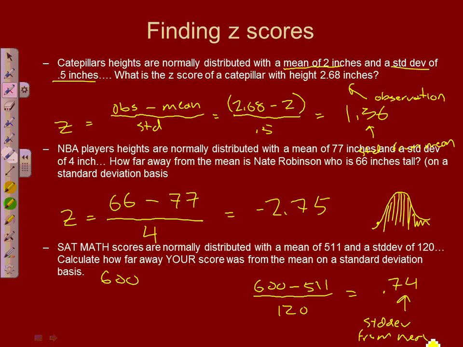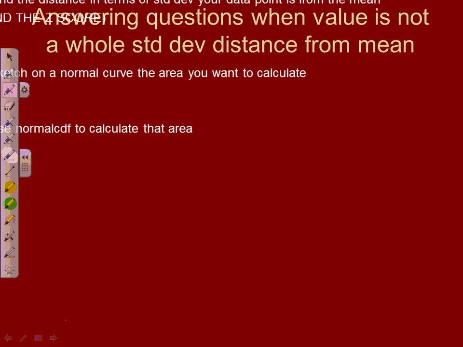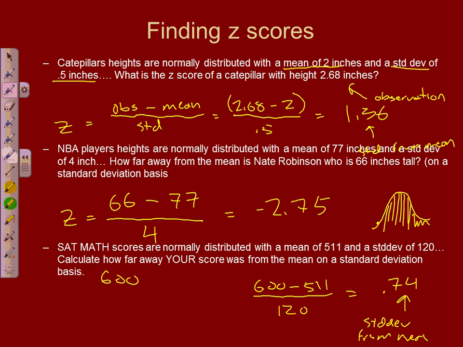All of a sudden, I can go normal CDF, and go from -10 to 0.74, and I could figure out that, hey, I did better than, normal CDF, -10 to 0.74. I did better than 77% of all students.